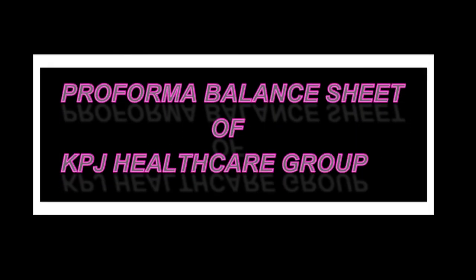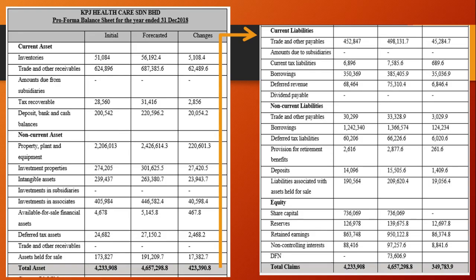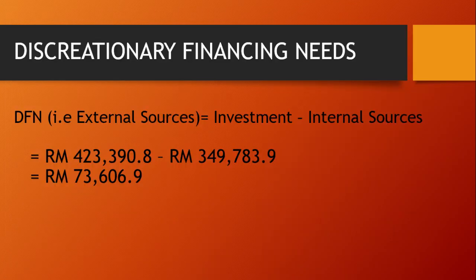Next is the pro forma balance sheet of KPJ Healthcare Sdn Bhd. All the items in the balance sheet need to be subtracted, which is initial subtracted from forecast, and the answers are in the column change. We got the total claim as RM349,783.90. So the discretionary financing need is investment minus internal sources, and the answer for DFN is RM73,606.90.